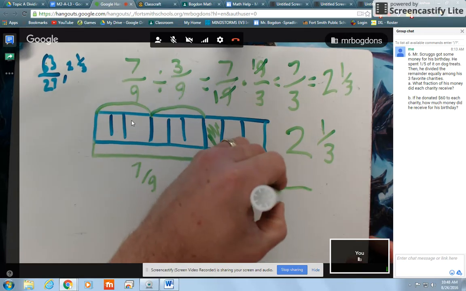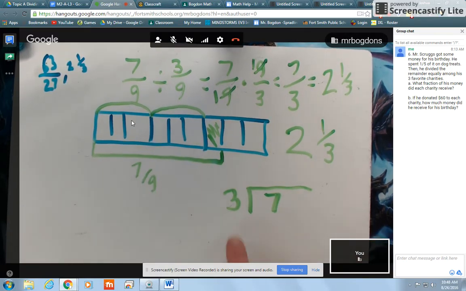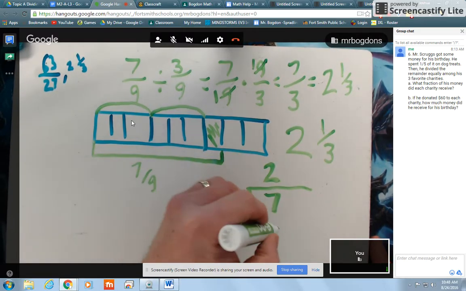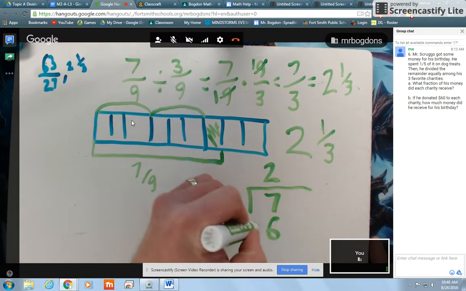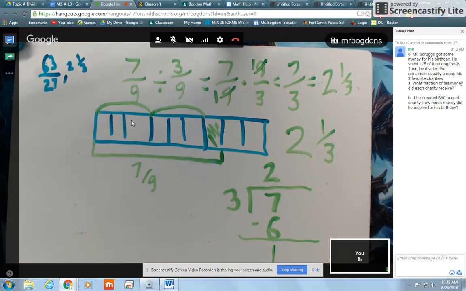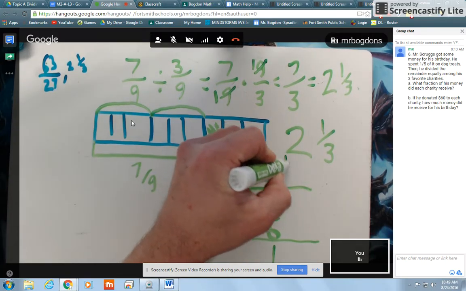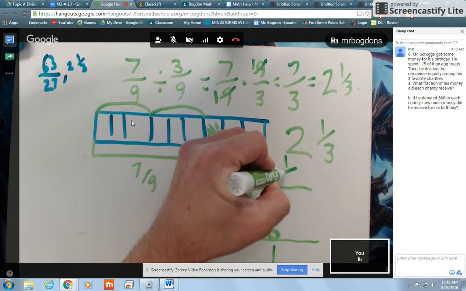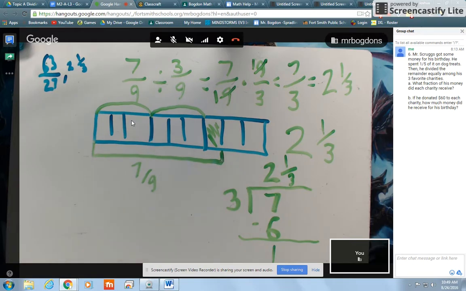Okay, so I write the 7. How many groups of 3 can I pull out of 7? Okay, 2. So I multiply 2 times 3, and that's 6. 7 minus 6 is? I don't like remainders, but I know that I can rewrite this as a fraction. I can write it as 2 1, that's my remainder over my divisor, 3. 2 1/3.